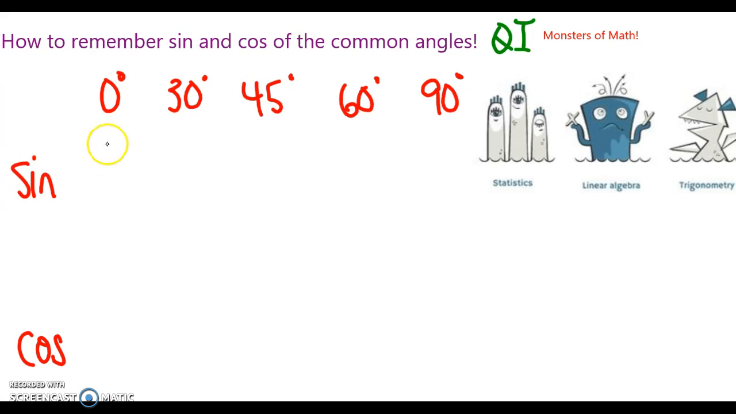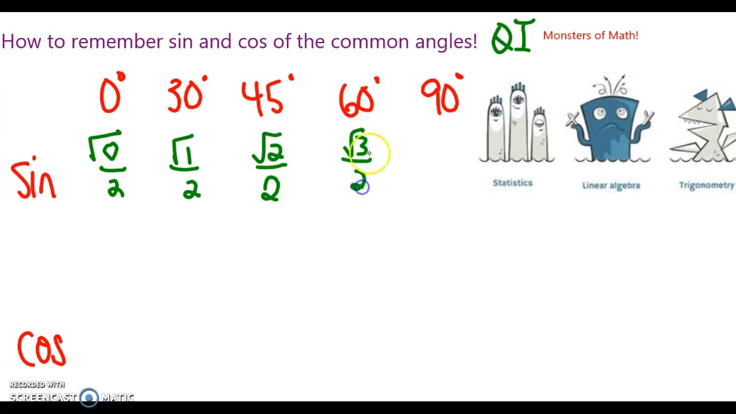So for sine, you go numerator in ascending order, and the denominator is always 2. So square root of 0 over 2, square root of 1 over 2, square root of 2 over 2, square root of 3 over 2, square root of 4 over 2. So the numerator always increases, the denominator always stays 2.